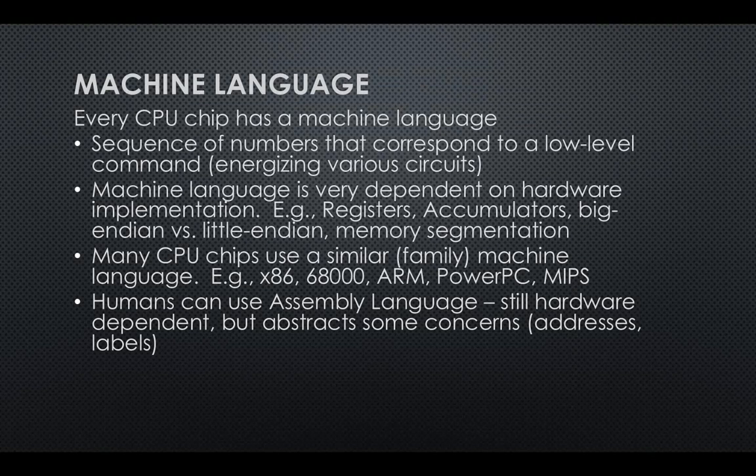But it introduces some fundamental truths about programming. Every CPU chip has a machine language. The CPU chip itself is made up of a number of different circuits that can be turned on and turned off, and the machine language is nothing more than a bunch of numbers, each of which energize or de-energize specific circuits in the CPU chip, which in turn turns on behavior or turns it off.